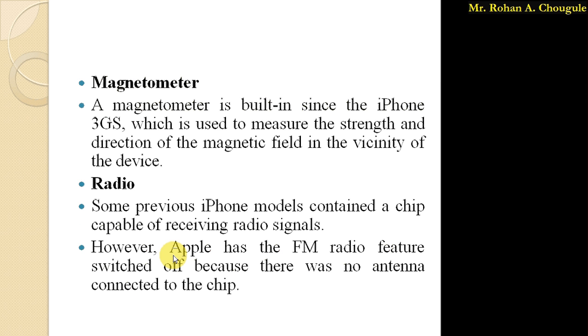Again, some previous iPhones had a radio system inbuilt in the phone, and this is due to the chip which is capable of receiving the audio signal. But after the new variants came, there was no chip antenna in the iPhone. So in the new phones you will not get the radio system, but initially the previous phones had this radio system.